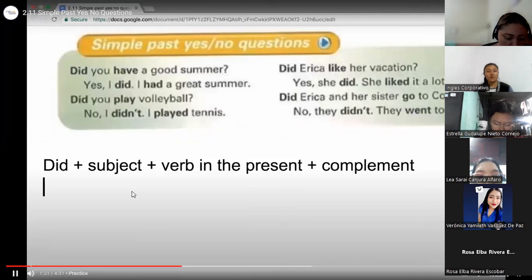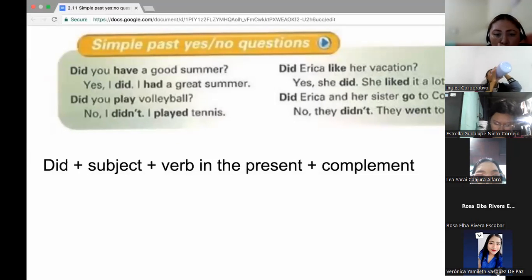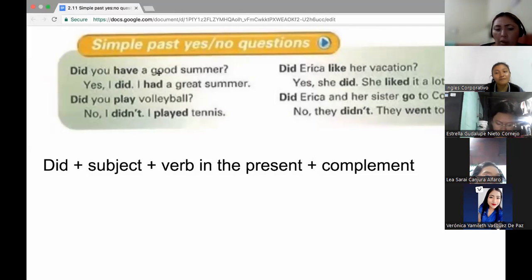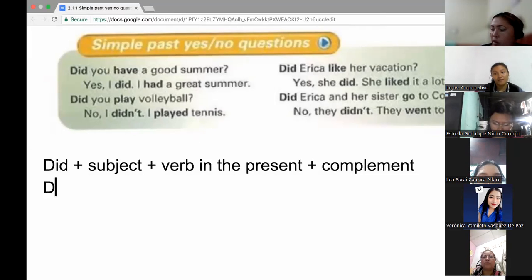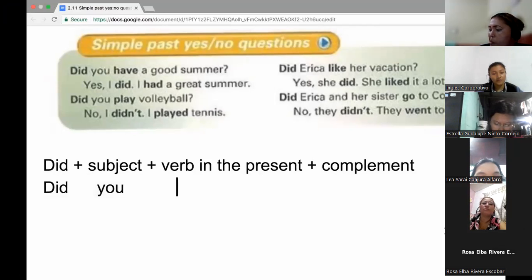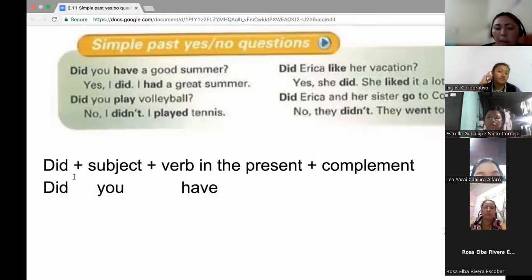In order to form simple past yes or no questions, we can follow this formula. Auxiliary did plus subject plus the verb in the present plus complement. Let's analyze a couple of questions. Did you have a good summer? First, we will add the auxiliary verb did. Next, we need to include the subject, you. After that, we will add the verb in the present tense, have. I would like to point out that the verb doesn't change to the past because we are using the auxiliary verb did. Finally, we add a complement and a question mark, a good summer.